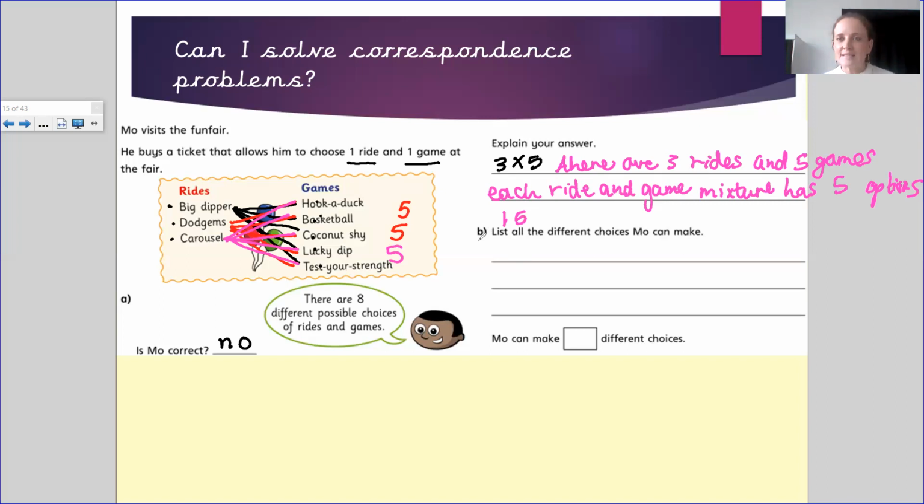So underneath you would list what they were. So you could say it's the Big Dipper and the Hook a Duck, the Big Dipper and the Basketball, and you could carry on and you could list those just like I've linked them here, which means that the answer is he has got 15 different choices if he chooses one ride and one game.